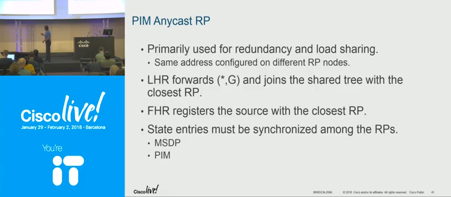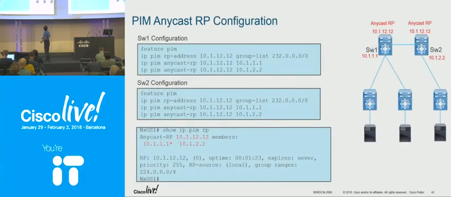So let's go with one example. This is a pretty simple example of how to configure Anycast. On each of those switches, we'll go and configure Anycast RP, and we not only configure this. 10.1.12.12 is the Anycast IP address, which would be the IP address that will be used in the different RPs.